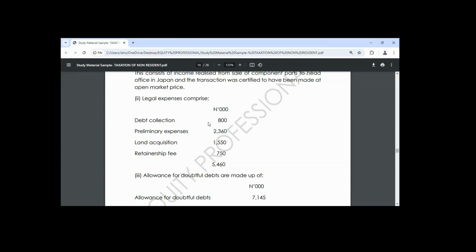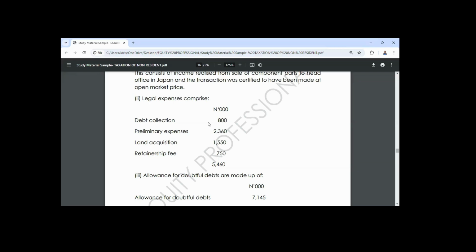I want to ask, CGT: debt collection, is it allowed or not allowed? It's allowed. You can incur legal expenses to take your customer to court, or to the police station, to collect your debt, because in the long run more revenue will still come to you when you recover the debt.